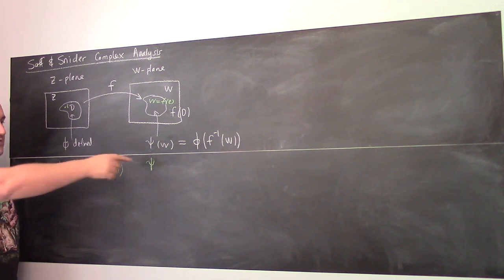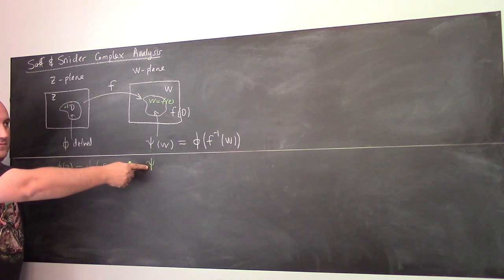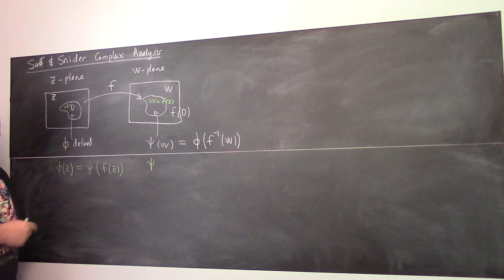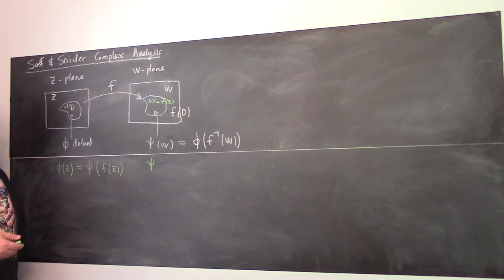In other words, I'm pulling back the function psi to the function phi. Okay, so my question is, phi of z goes to z in the z plane, right? And then f transports z stuff to w stuff. But psi, why is psi taking a w input?